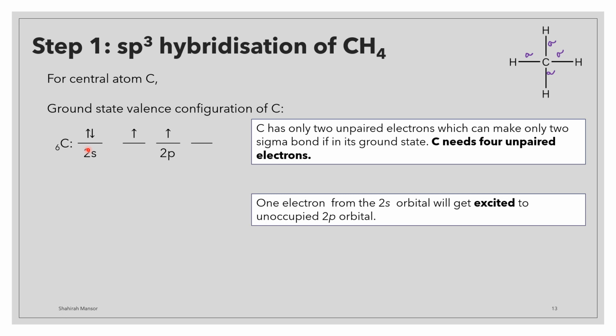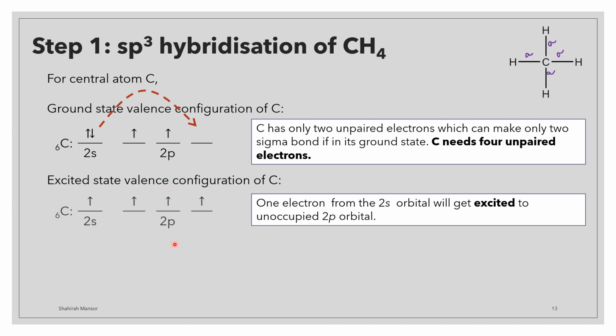So in this case, 1 electron from the 2s orbital here will get excited to unoccupied 2p orbital di sini. Okay, so this process kita panggil sebagai excitation. So, by doing this excitation, apa yang akan berlaku adalah now kita akan ada excited state valence configuration of carbon. And the configuration will become like this. So from here, awak dah identify kita ada sebanyak 4 single electron. Okay, so by having these 4 single electron, maka we are able to explain the formations of these 4 single covalent bonding di dalam CH4.